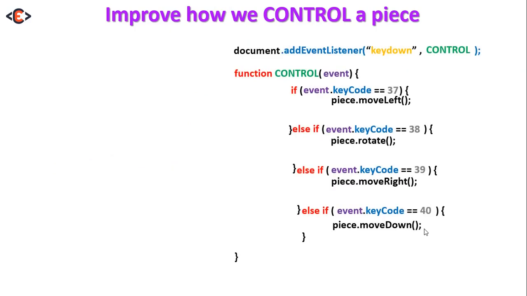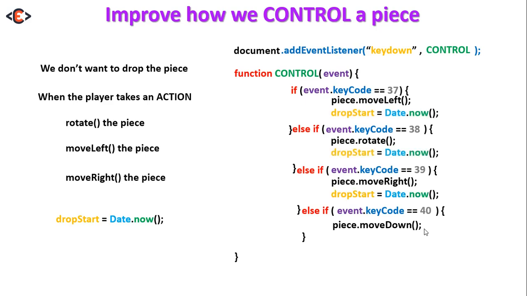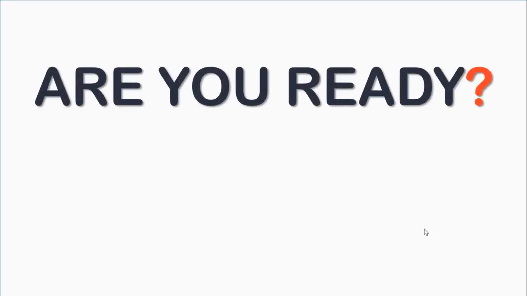Now we have to improve how we control the piece. This is the code with which we control the pieces. We don't want to drop the piece when the player takes an action. It means when we rotate the piece, or move it left or right, we don't want the piece to drop down. So whenever the player takes an action, we have to set drop start to Date.now. So when we move the piece left, rotate it, or move it right, we have to set drop start to Date.now. I think you're ready now to type in our code.